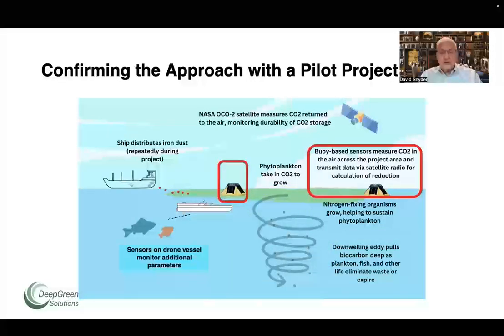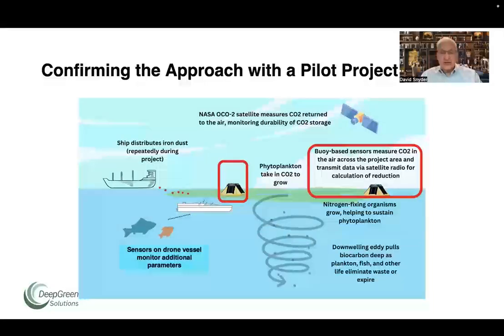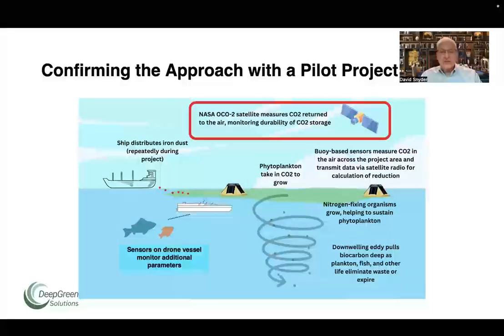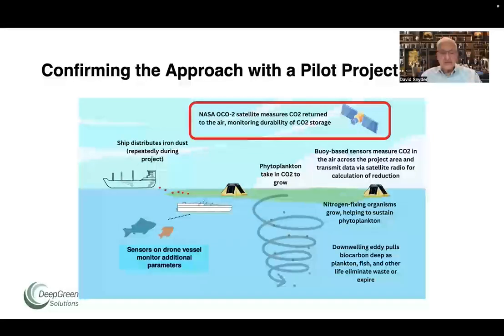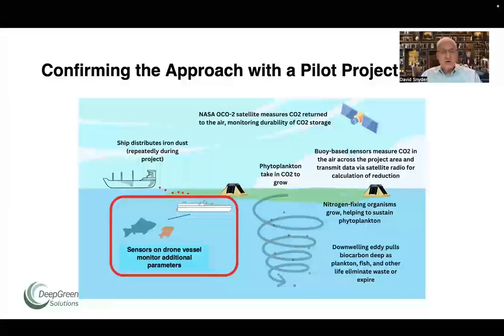We would monitor the removal of carbon dioxide with carbon dioxide sensors on ocean buoys and also with the NASA orbiting carbon observatory satellite that measures carbon dioxide at the surface. We would also use uncrewed autonomous vessels or drones with more sensing equipment to monitor fish and other parameters.